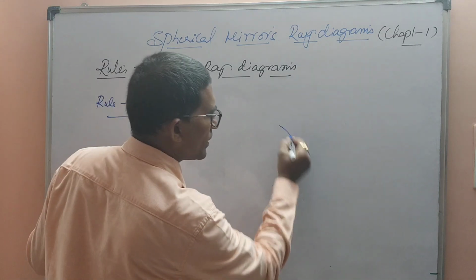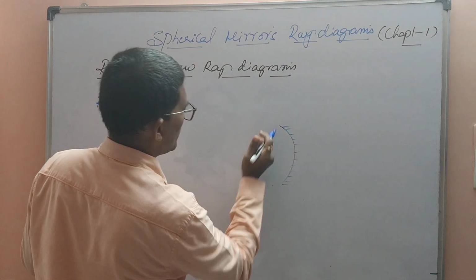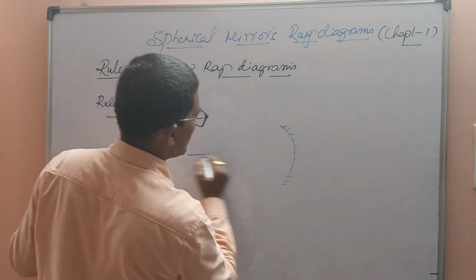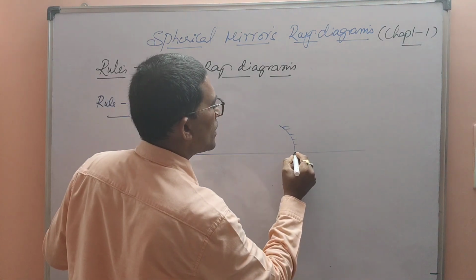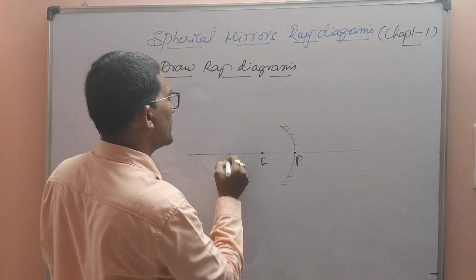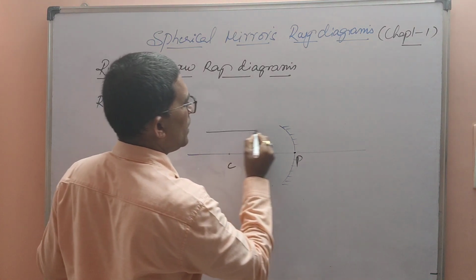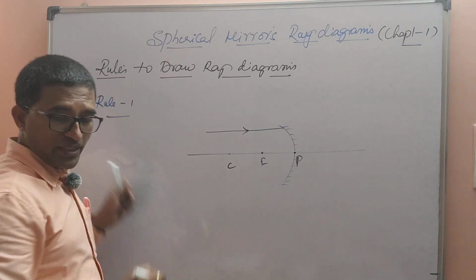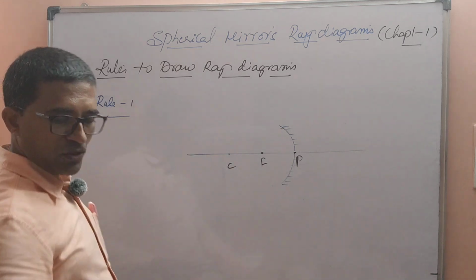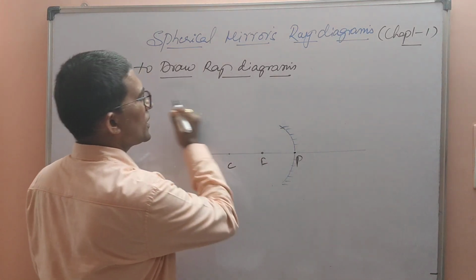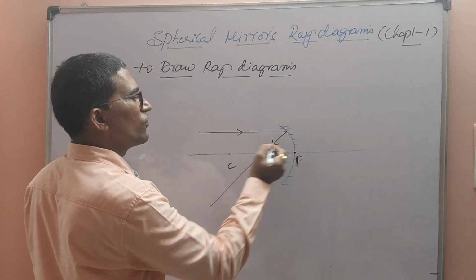In case of a concave mirror, if you consider, this is the pole of the mirror, this is the focus, and this is the center of curvature. If the incident ray is propagating parallel to the principal axis, the incident ray is propagating like this. It is parallel to the principal axis. After reflection, it passes through the focus.